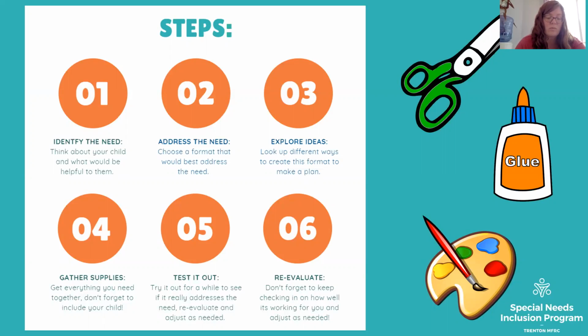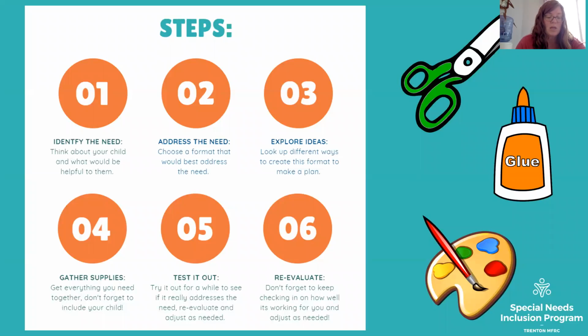So what would be helpful to them? What area would you like to focus on? Is there a specific routine or task or concern that you're having that a visual calendar could address? Are you struggling with transitions? Are you struggling with anticipation of big events? Are you struggling with a routine or a task? Identify what that is so that you can then figure out how to implement the visual calendar.